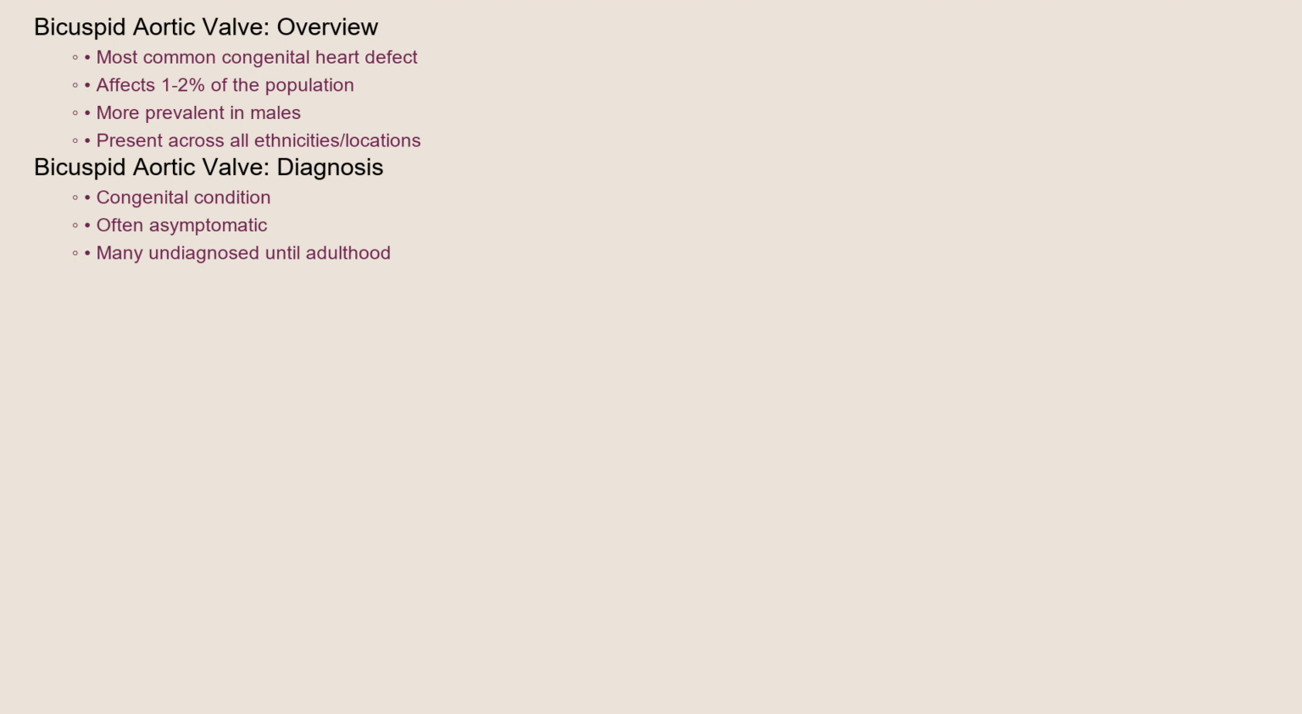Bicuspid aortic valve is the most common congenital heart defect, affecting approximately 1 to 2% of the population. It's more prevalent in males than females. Because it's a congenital condition, it's present across all ethnicities and geographic locations. However, due to its often asymptomatic nature, many individuals may not be diagnosed until adulthood, if at all.